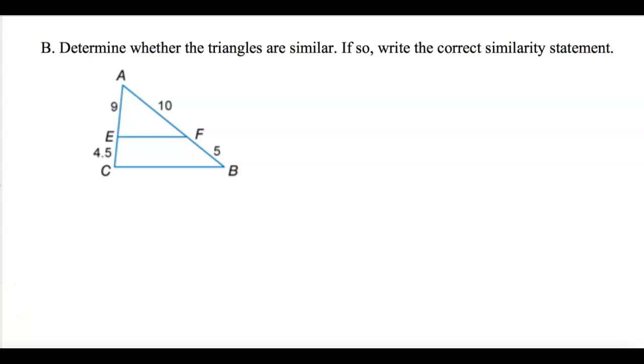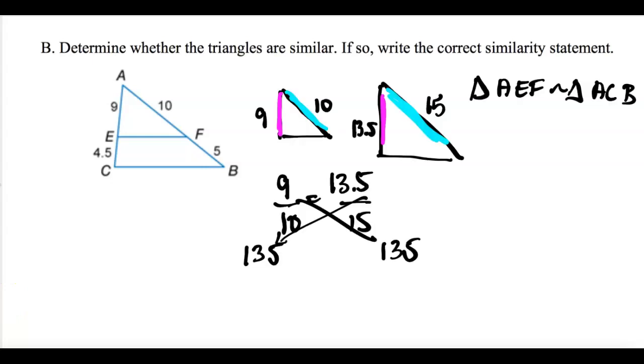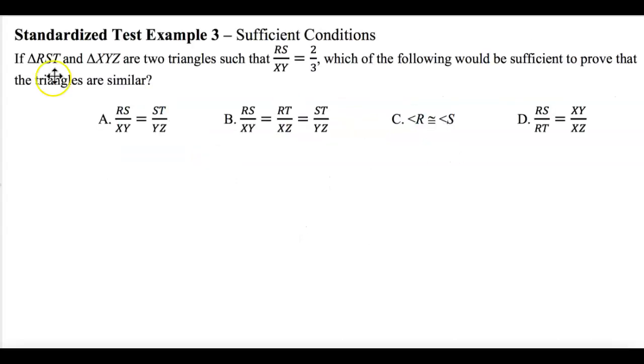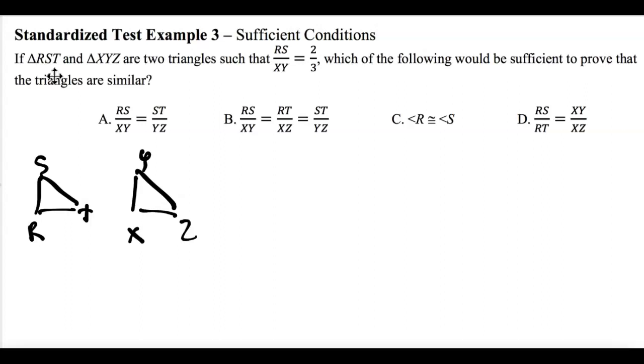Okay, so I want you to press pause and try this one on your own. Okay, so check out my work, see if you agree, and they are indeed similar, so we can make a similarity statement. So here's a testing example. So let's say we have RST, and we can just maybe draw something really general here. RST is similar to XYZ, and it says that RS is 2 and XY is 3.